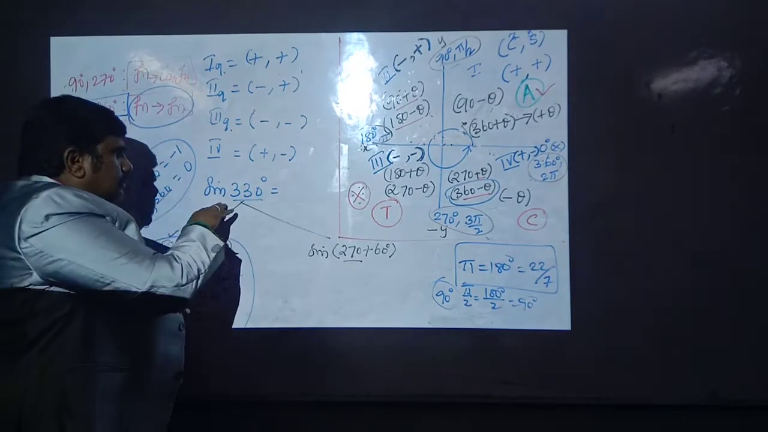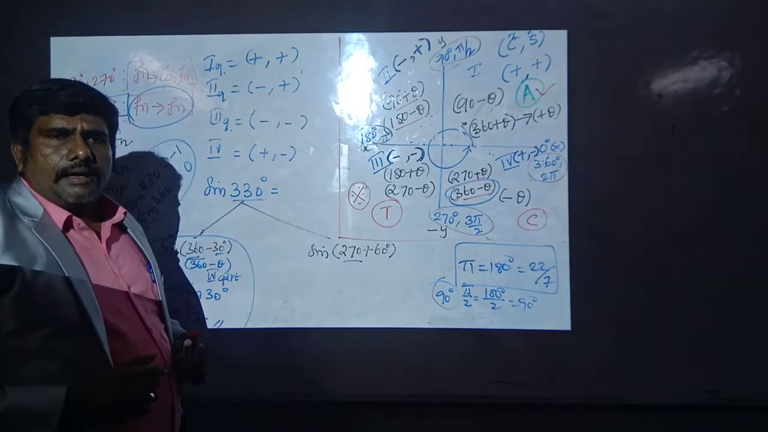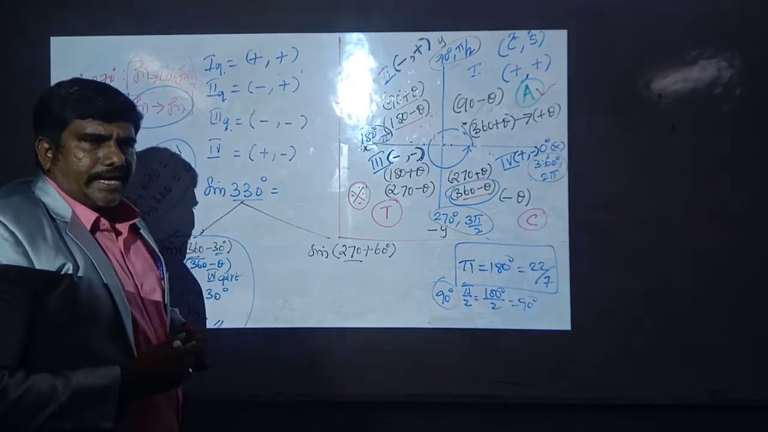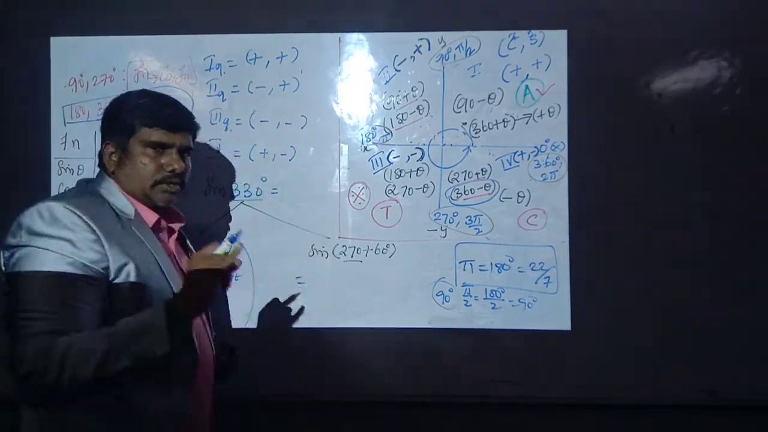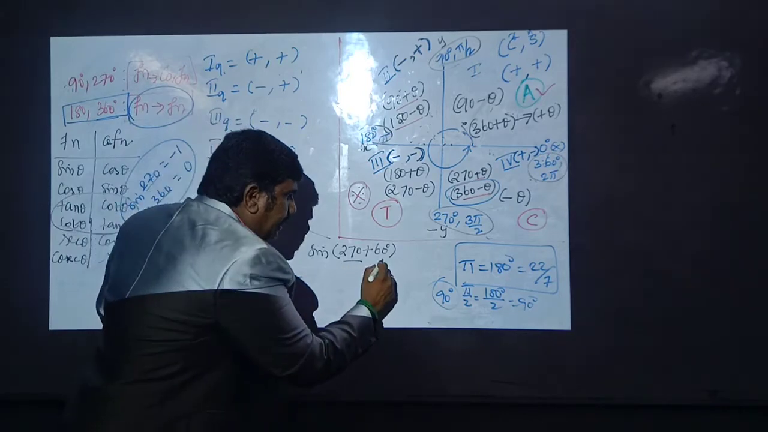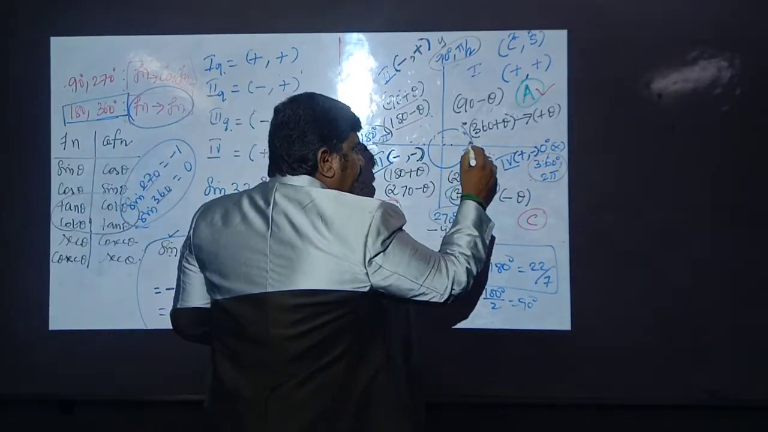Okay, this sin 330 can also be written as 270 plus theta. Now how can we find it? First, what is told, we have to see in which quadrant this 270 plus theta lies. Which quadrant does it lie in? It is lying in the fourth quadrant.